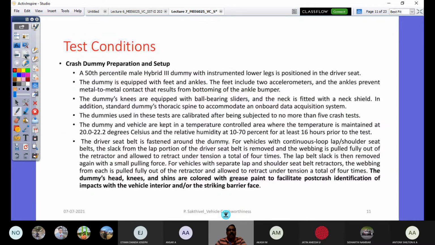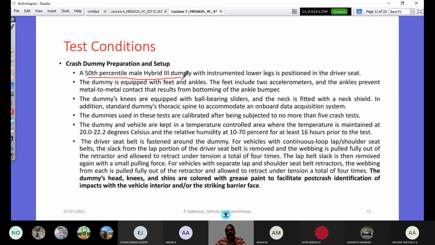Then crash dummy preparation and setup, similar to what you saw in the morning. A 50th percentile male Hybrid III dummy with the instrumented lower leg is positioned in the driver's seat. The dummy is equipped with feet and ankles. The feet include 2 accelerometers, and the ankles prevent metal-to-metal contact that results from bottoming of the ankle bumper. The dummy's knees are equipped with ball bearing sliders. The same dummies that we saw in the morning are used.